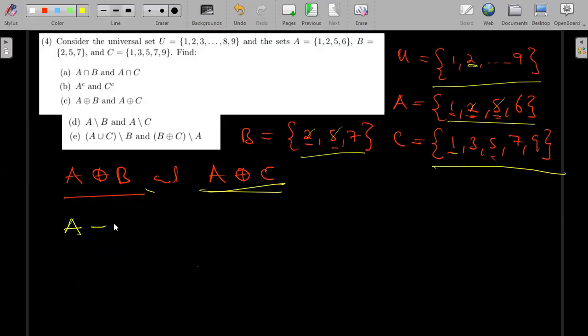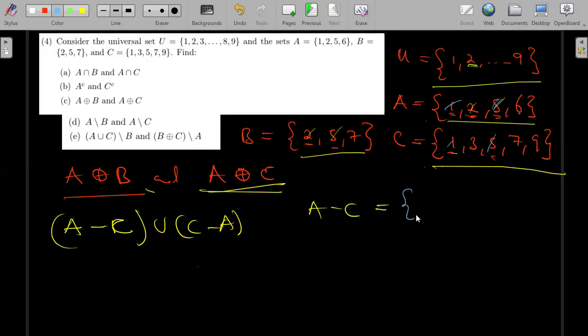So we go the same way: A, I remove C, then union C, I remove A. So what do I get for the first one? The first part, A, I remove C. So my A is this one, my C is this one. What elements are going to be common here? From my A, there's a 1 here, there's a 1 there, so I remove the 1. Next, I have a 5 there and a 5 there. So the 1 and the 5 have been removed, and I remain with 2 and 6. That is what remains in A, and that is going to be my A minus C. So I'm going to have 2 and 6 remain.